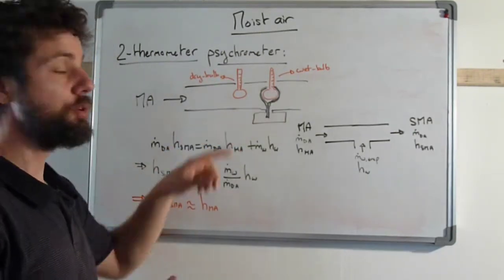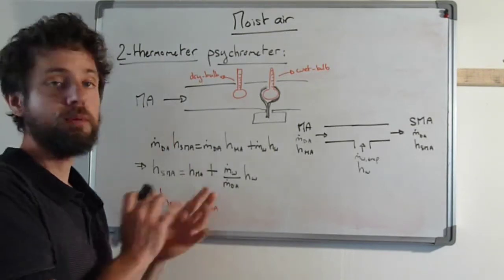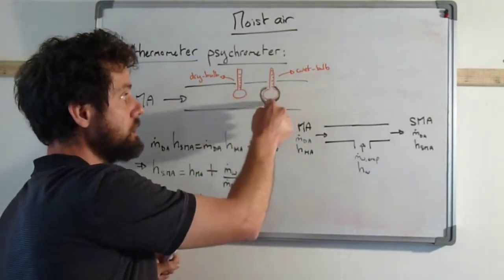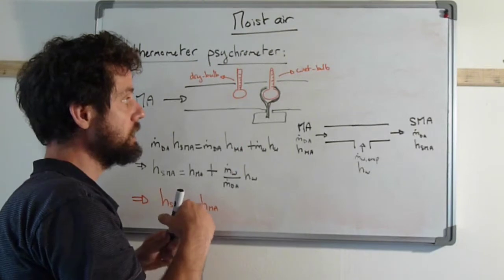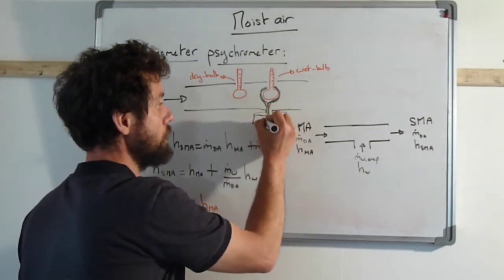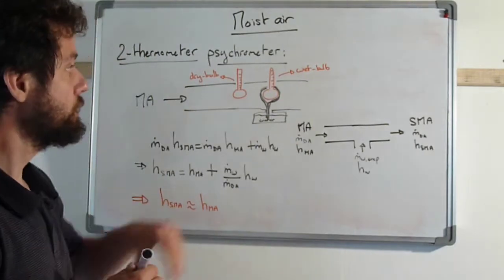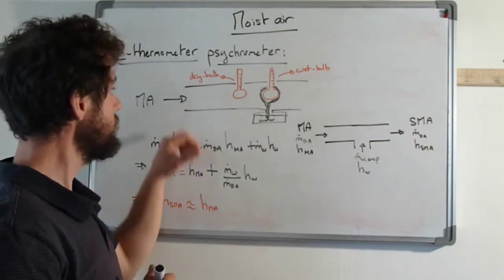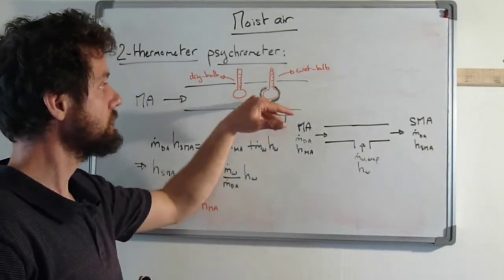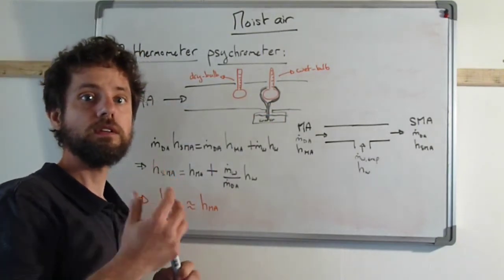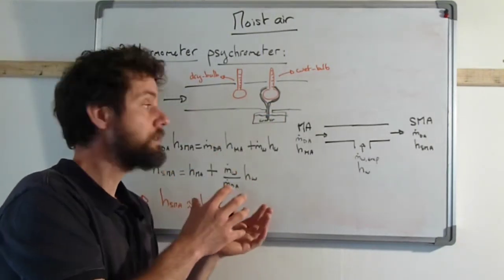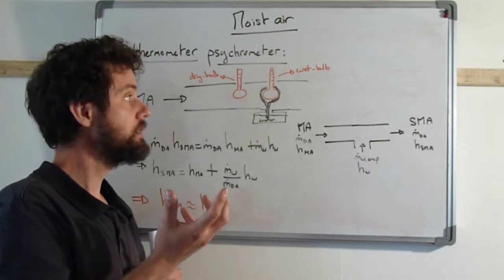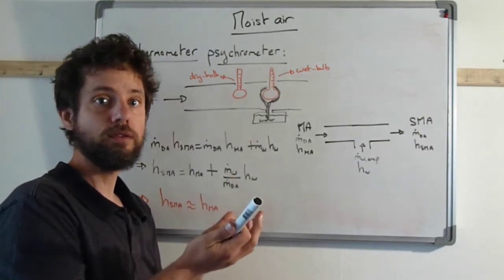The first one is just a normal thermometer that we call dry bulb thermometer, and the second one is covered by a felt or a cloth that is constantly humidified with liquid water reservoir that will keep this felt always wet. When the moist air will go next to the felt, there's a good interface area between the liquid water and the moist air, so the liquid water will evaporate until the air is completely saturated.